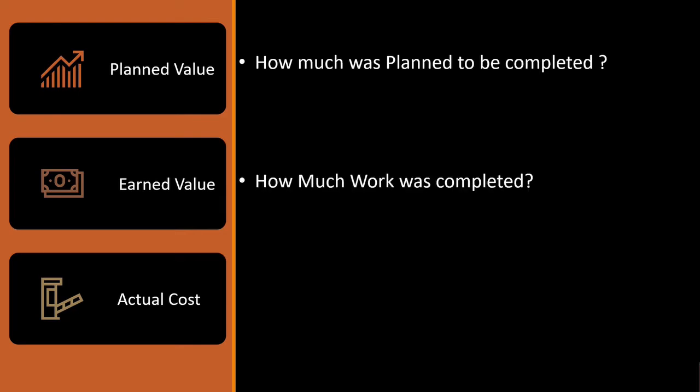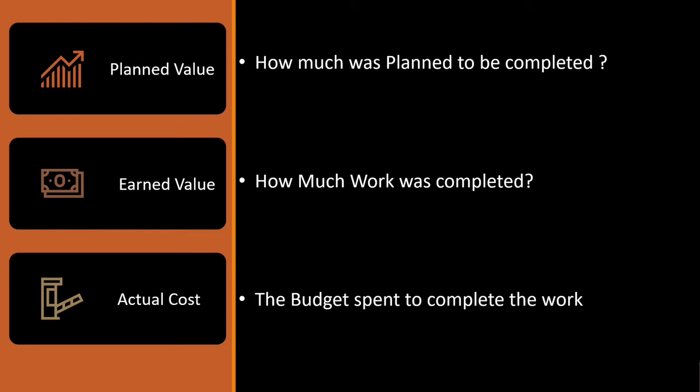The second parameter you as a PM should know about is earned value. Earned value is basically the amount of work that has been completed at any given point in time. The third parameter is the actual cost. It is the budget spent to attain the earned value, again at any given point in time.